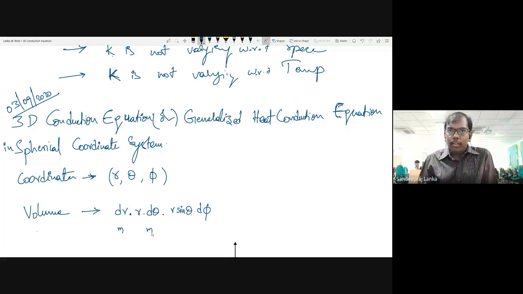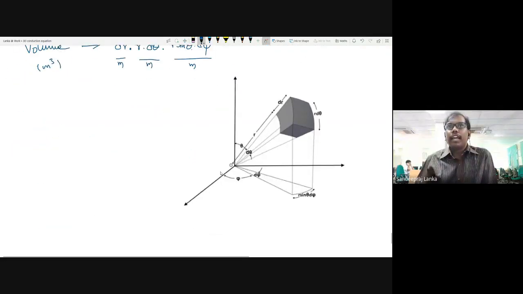So again, here you will have meter. This one is in meter, this one is in meter, and then this one is in meter. Put together, it will give you a meter cube. If you represent all of them in a diagram, this is how it looks. The infinitesimally small volume is considered in your spherical geometry, where you have dr and then theta, and this angle will be phi. This angle is theta, and perpendicular to theta you have phi. The plane perpendicular to theta will have phi.